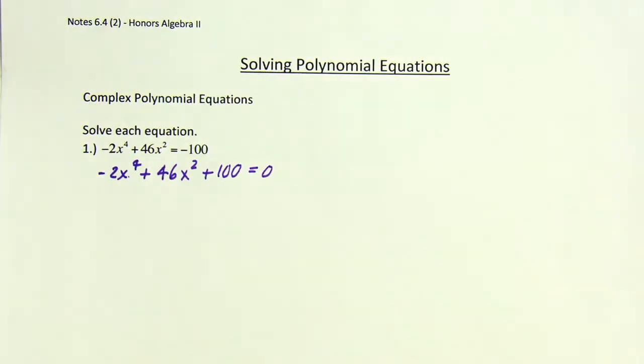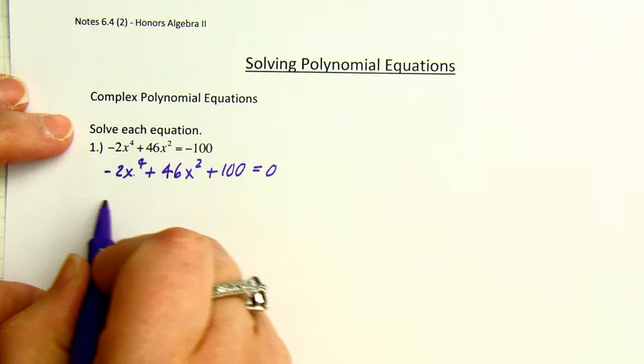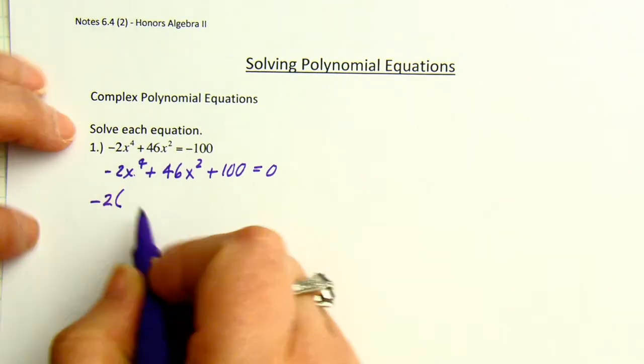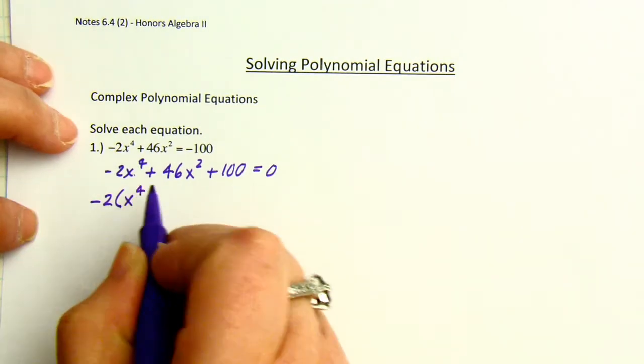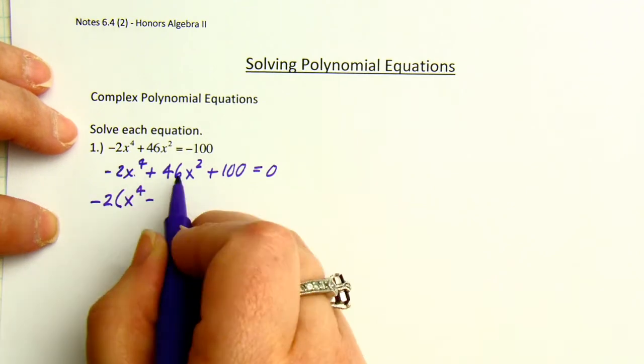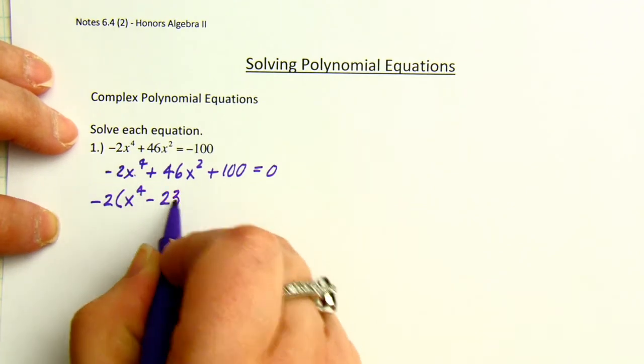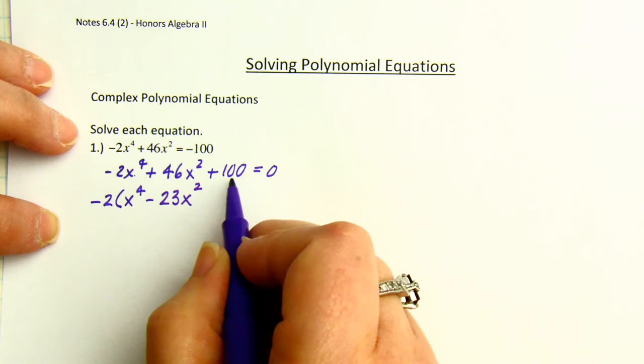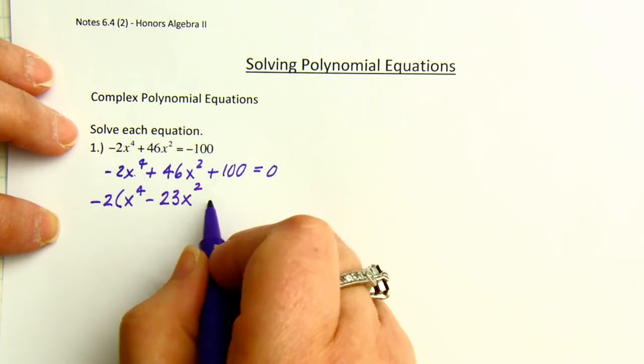As I'm doing that, I notice that all of those numbers are even, so there's a GCF. And remember, if the leader of the pack is negative, you want to factor out the negative. So I'm going to take out a negative 2. I'm left with x to the power of 4. Subtract, right? Positive divided by negative is negative. 46 cut in half is 23, x squared. And then 100 cut in half is 50. It's got to be negative.